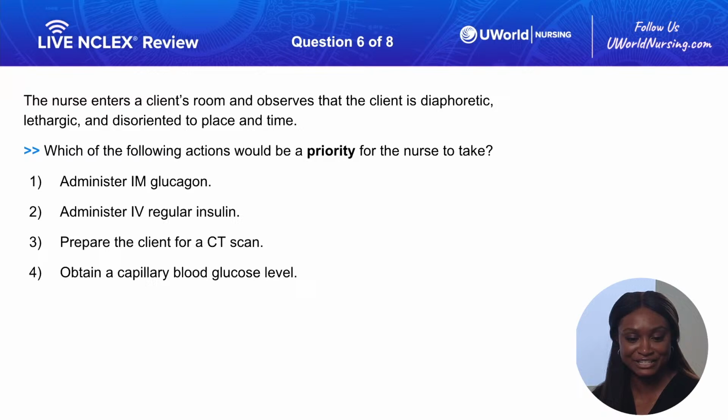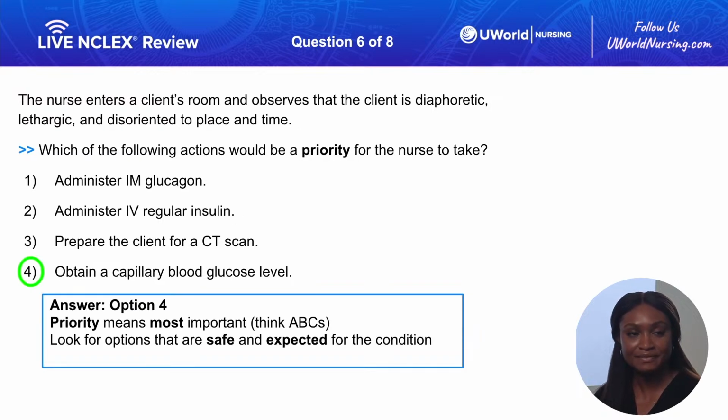Okay, great answer choices as well. Correct answer for this one is option 4, obtain a capillary blood glucose level. So priority when you walk into a client's room that is diaphoretic and lethargic. Yes, we're seeing all of this, and we need to figure out what the whole picture is. If you just immediately go in and start administering medication, you might be administering the complete opposite medication that is needed. So in this case, we need to take a capillary blood glucose level to know if we need to give regular insulin or to give glucagon.